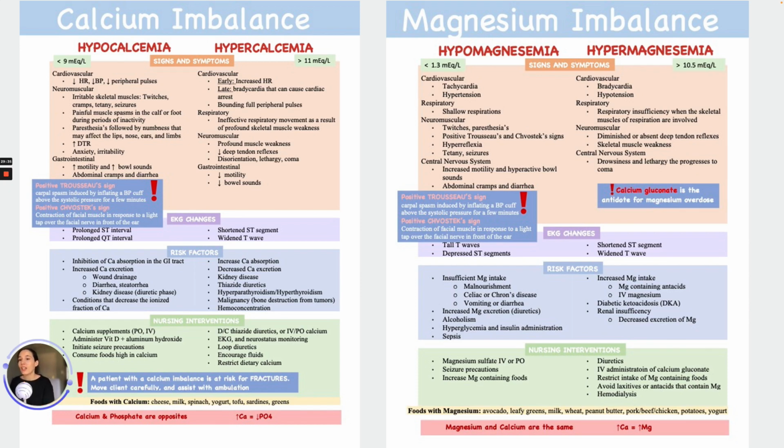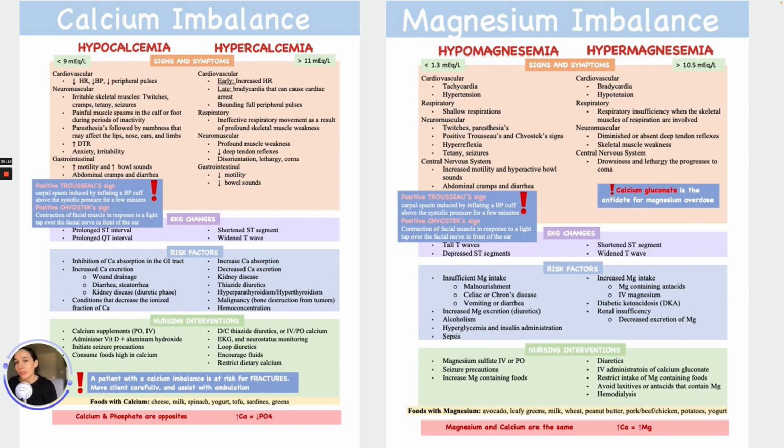Also, we would look for a positive Trousseau sign or a positive Chvostek sign. A positive Trousseau sign is a carpal spasm induced by inflating a blood pressure cuff above the systolic pressure for a few minutes. So you put a blood pressure cuff on, you inflate it, and you look for that carpal spasm. Their arm will kind of come in like this. A positive Chvostek sign is contraction of facial muscles in response to a light tap over the facial nerve in front of the ear. For hypercalcemia, we will see early an increased heart rate, and then late we'll see bradycardia that can cause cardiac arrest.